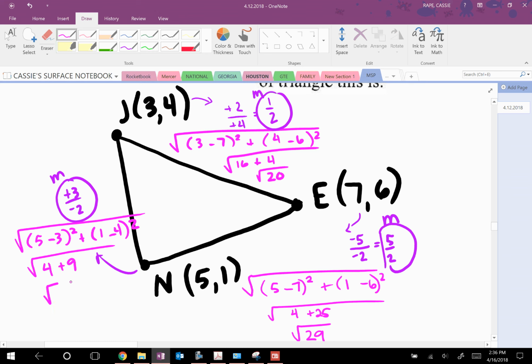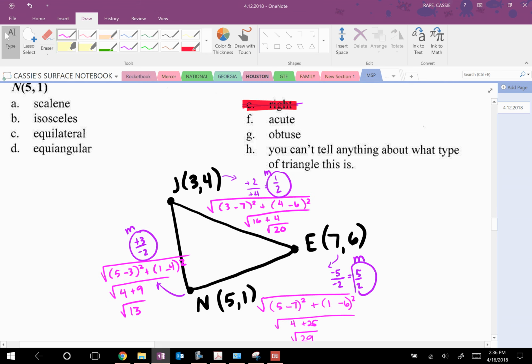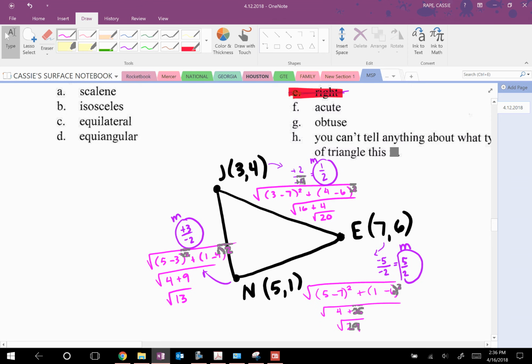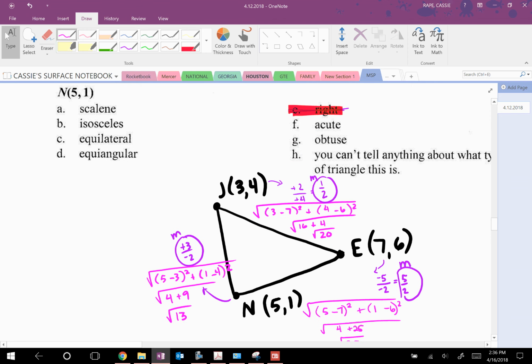Okay. First of all, you can look and see that none of the three that we see in here, square root of 20, square root of 13, square root of 29, none of them are the same. And so you know that this is definitely scalene. None of the two sides are the same, so it's not isosceles. And if it's not equilateral, it's not equiangular. Okay, so the last thing we want to figure out is, is this acute or obtuse?